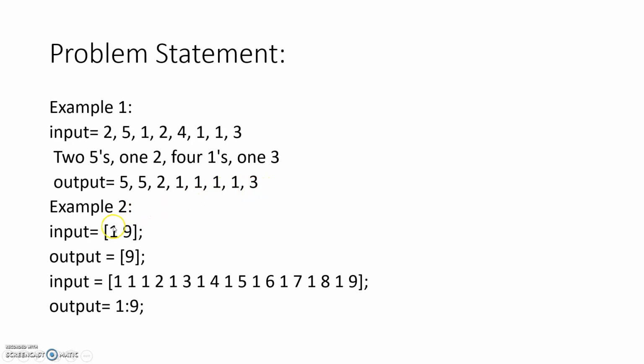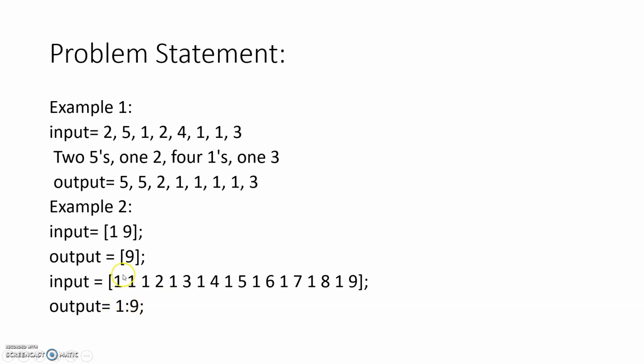Like you take the example 1 9, that is only one time 9 is appearing, so output is 9. You take this particular sequence 1 1 1 2 1 3 1 4 1 5 1 6 1 7 1 8 1 9. What does this indicate? Only one time 1 is appearing, only one time 2 is appearing, only one time 3, only one time 4, and so on. So for 1 to 9, all the integers appear only once, so output is nothing but 1 to 9.